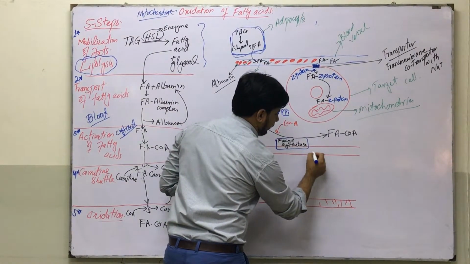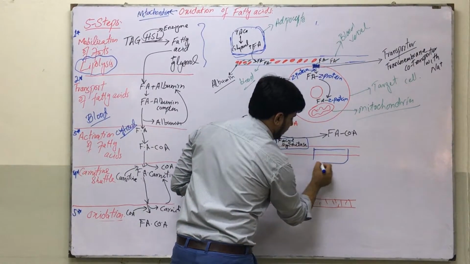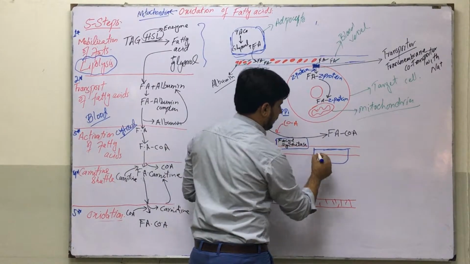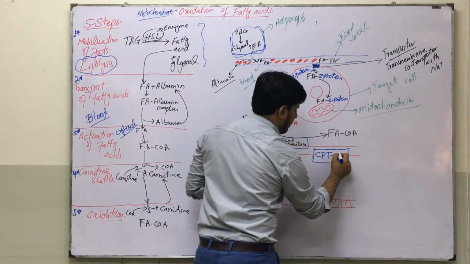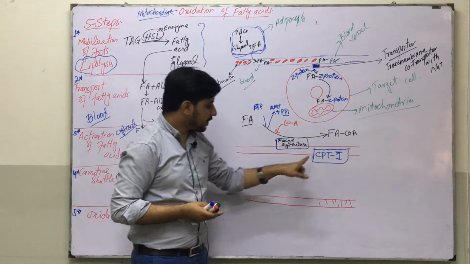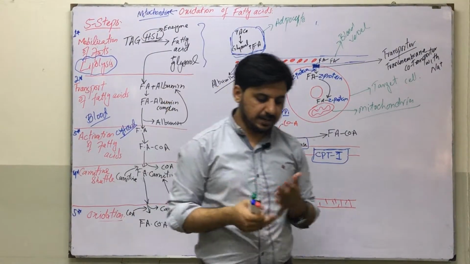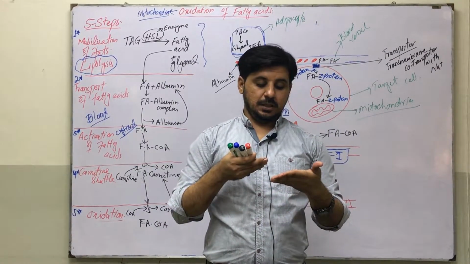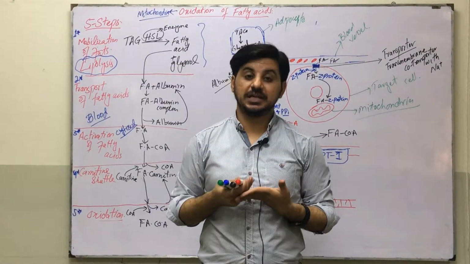like this. This is CPT1. CPT stands for carnitine palmitoyl transferase. It is an enzyme of carnitine. What is carnitine? Carnitine is a beta hydroxy gamma ammonium butyrate.